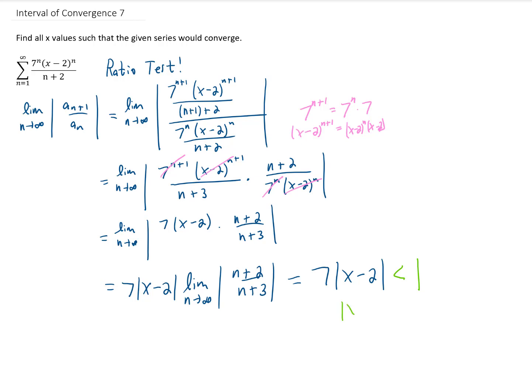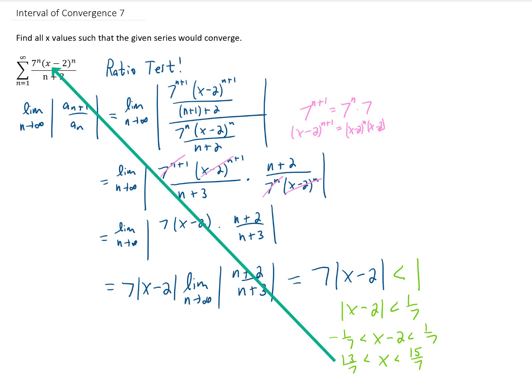So we can start by dividing by 7, and we can rewrite this inequality as a compound inequality, and then we can add 2 to every piece of this inequality. And we're told that our basic interval of convergence is going to occur when the x value all the way up in this series up here is between 13/7 and 15/7.